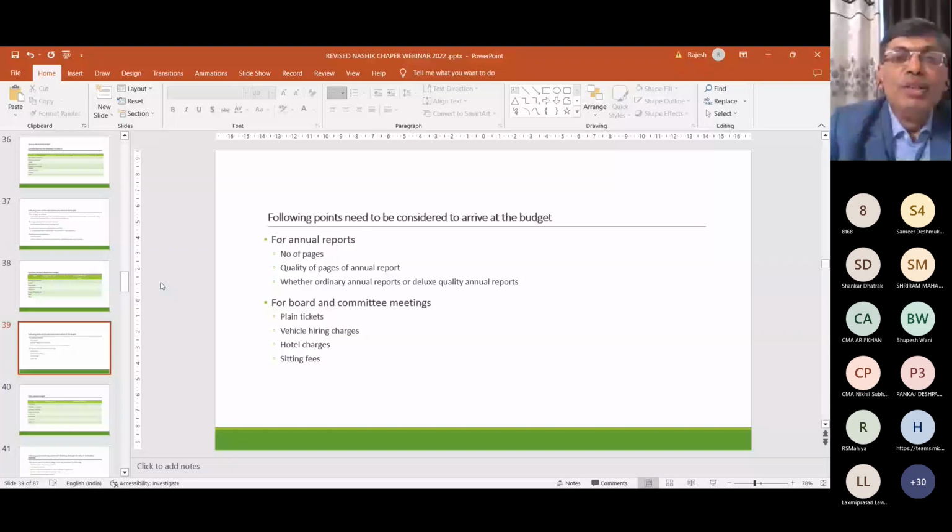Now the following points need to be considered for arriving at this budget. For annual reports, the number of pages, quality of pages, sometimes the company may go for executive quality also. For board meetings, any plane tickets to be booked, vehicles, hotel charges, sitting fees, etc.